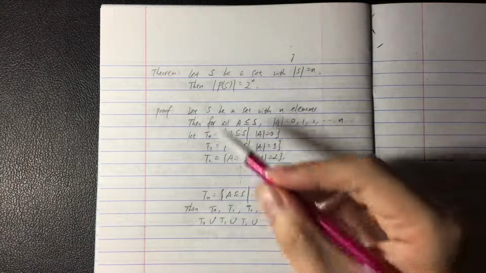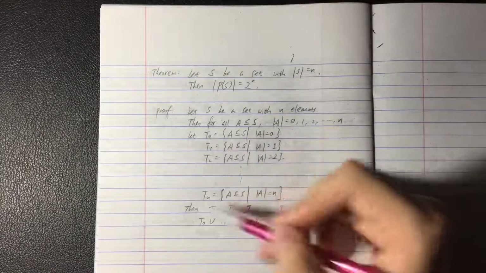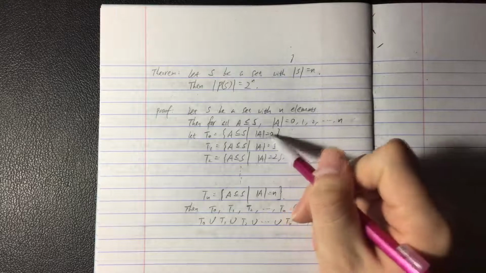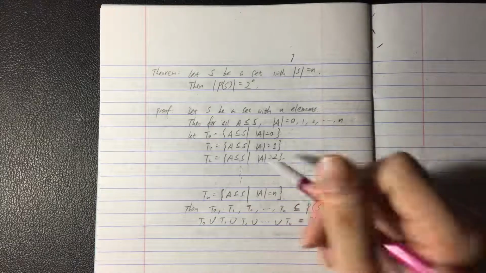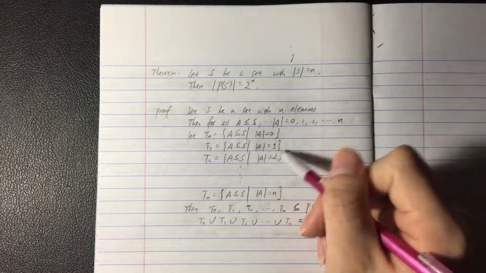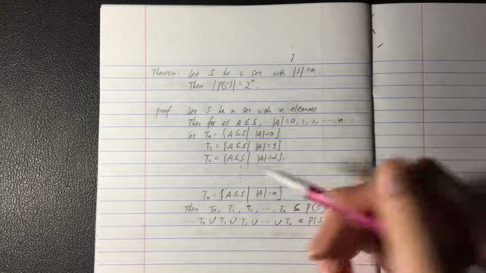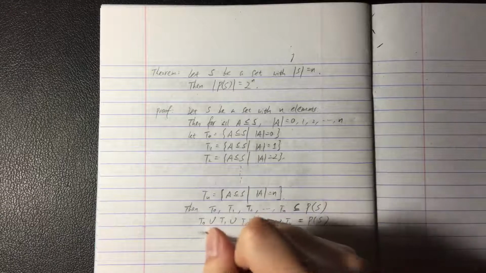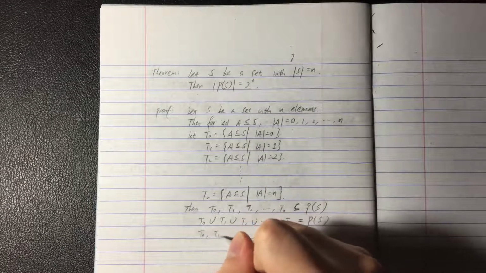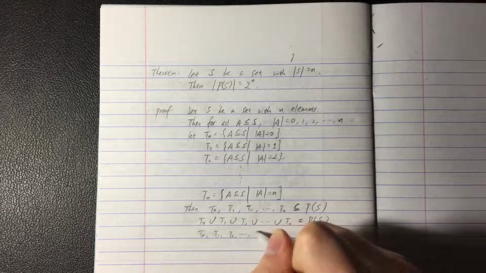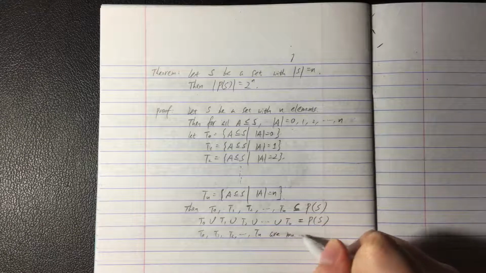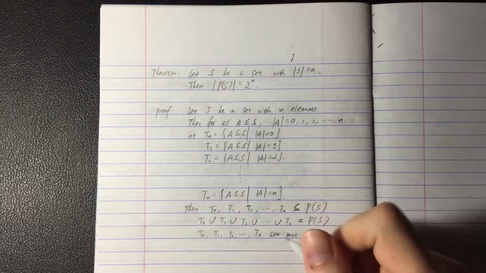In addition, these sets T0, T1, T2 are all disjoint sets. Because if the cardinality of A is 0, it won't be 1. If the cardinality of A is 1, it won't be 2. So by definition, all these sets T0, T1, T2 are disjoint. So we say T0, T1, T2, and Tn are mutually exclusive. That means they are all disjoint sets.